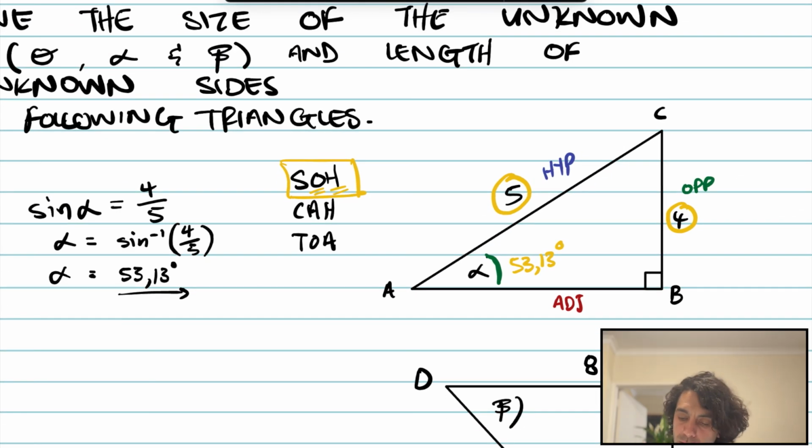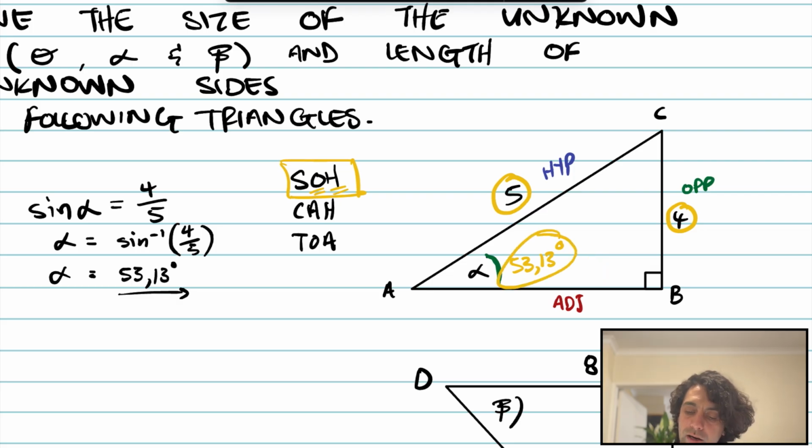I can now use that to determine what this angle is over here. For instance, I can find out what that angle is over there because I know the interior angles of the triangle equal 180 degrees. So I can figure out that angle if I want. I can also use this to determine my adjacent if I want.